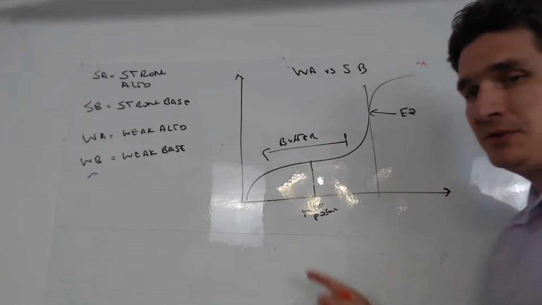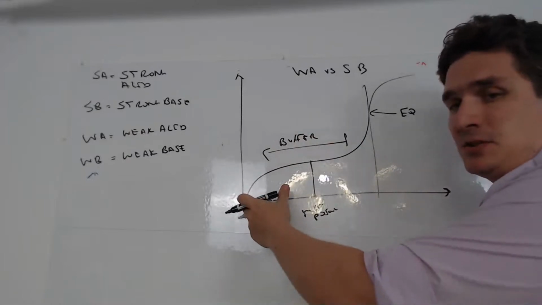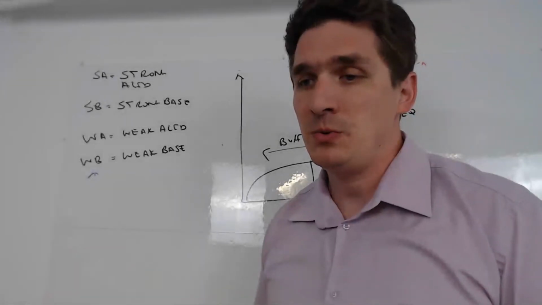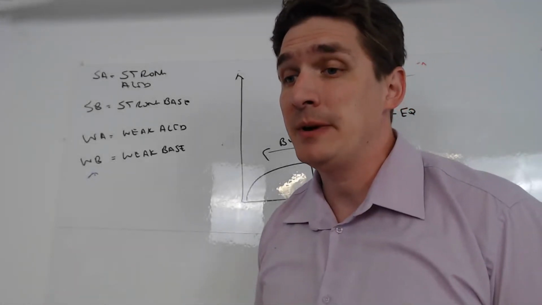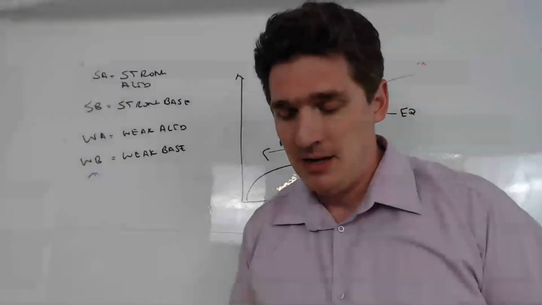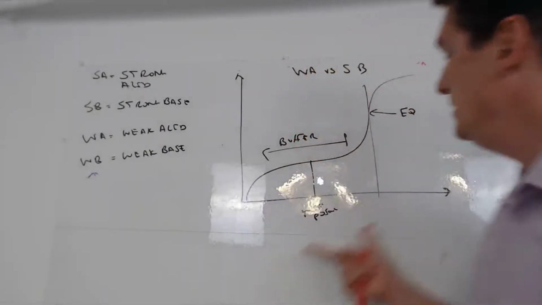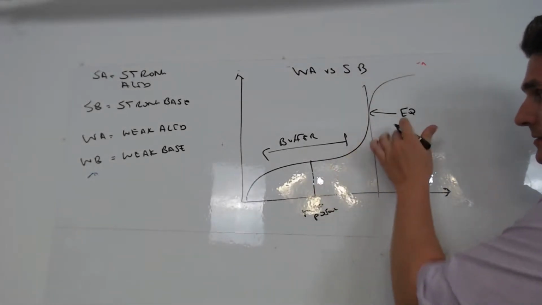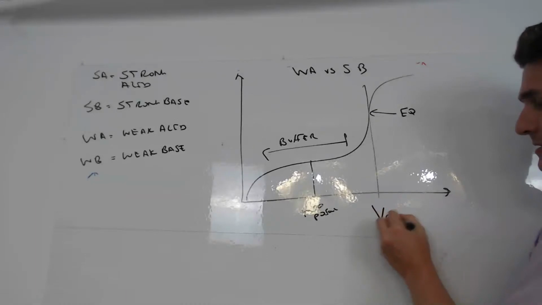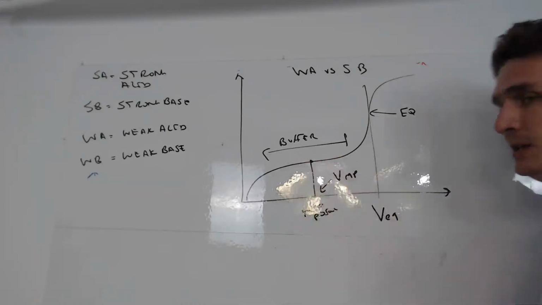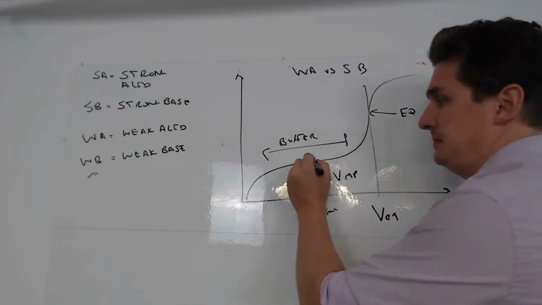Now, technically, the buffer is anywhere between the starting point and the equivalence point. Practically, the buffer region doesn't quite go to those points because you have trivial amounts of either the acid or the conjugate base in there. Now, these two points are very important. So we've got volume of the equivalence and volume at the midpoint, and then we have the midpoint pH.